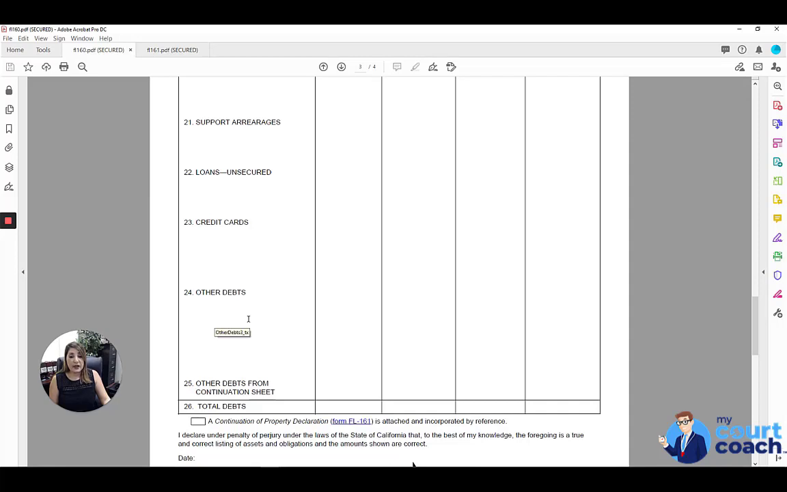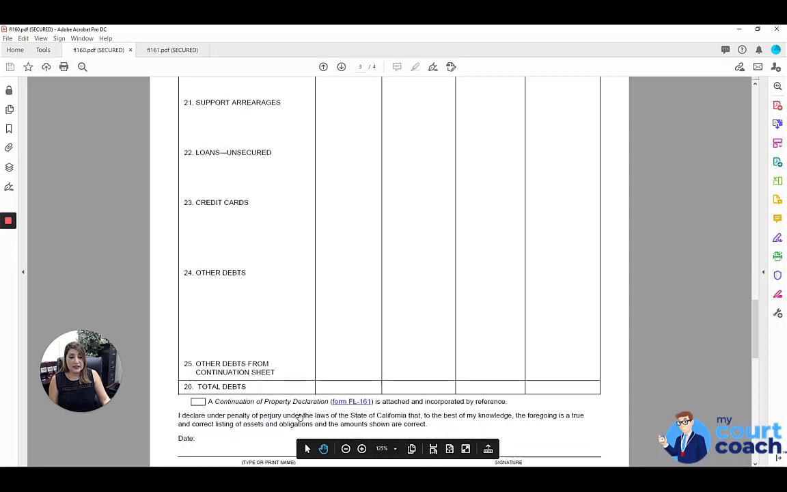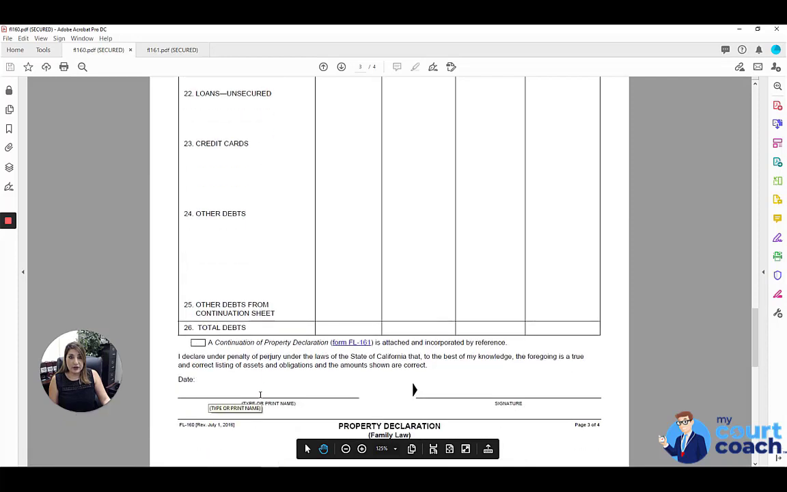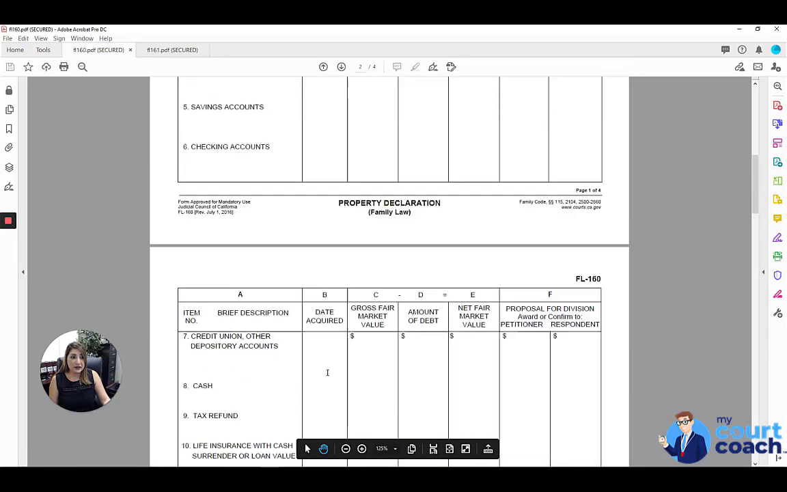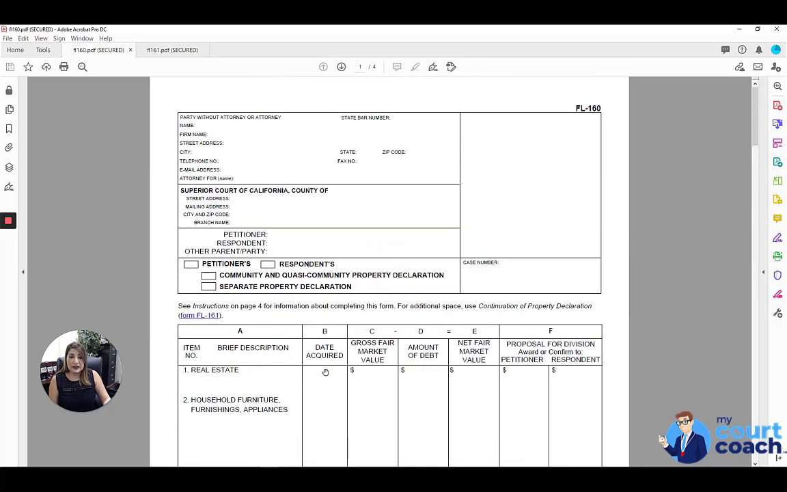And again, if you've listed any debts on your continuation sheet, your FL161, you would list those totals down here. Finally, tally up the totals from each column and write in the amount of the total at the bottom. If you did end up using the form FL161 form, mark the box that states that. You want to type your name at the bottom and sign and date this form, and then it is ready to serve and file.